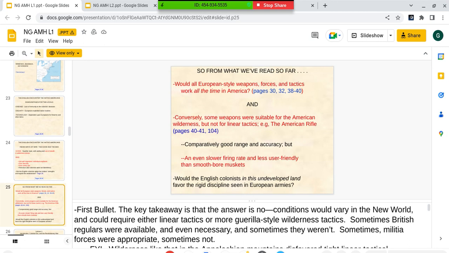So, American rifle, good for guerrilla tactics. The musket's better for European-style warfare, where everything's orchestrated and you're a lot closer to your enemy.